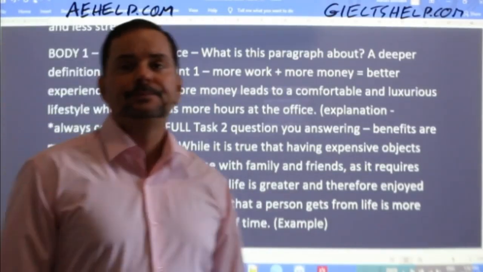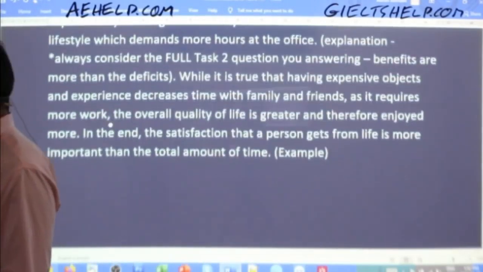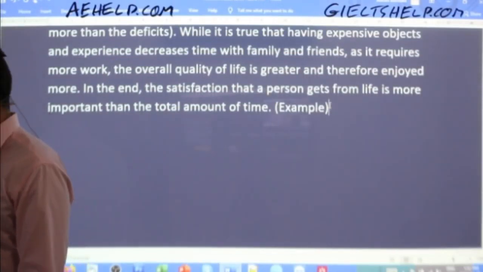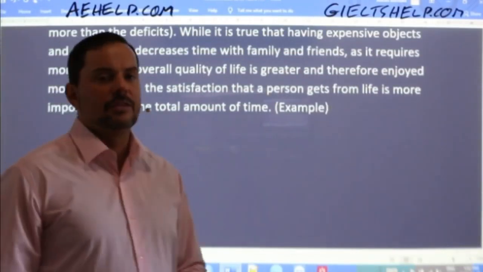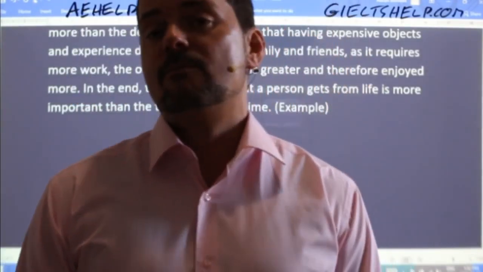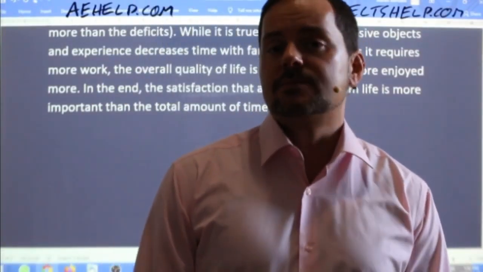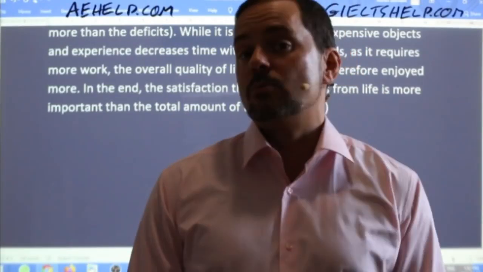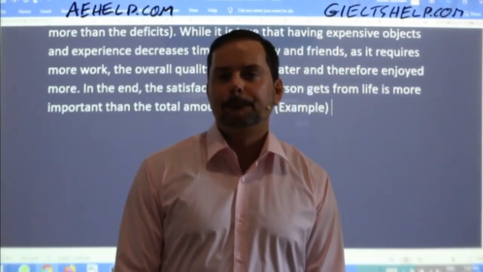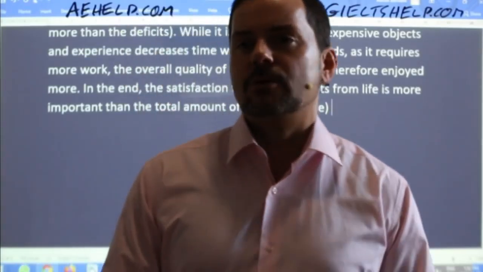Okay. All right. Now, what would be a good example of that? So what do you think would be a good example to show my reader that I think the advantage of working more to get better experiences or better objects in life is more valuable than having more time with friends and family? What do you think could be a good example for that? Don't write the sentence, just tell me. What would be a good example?